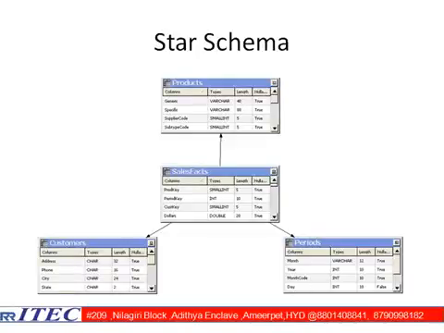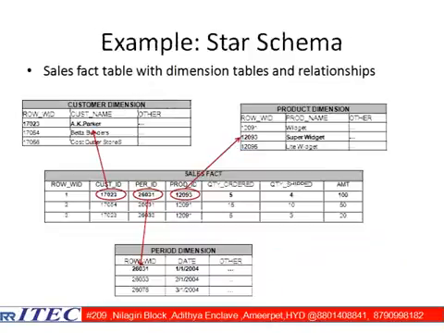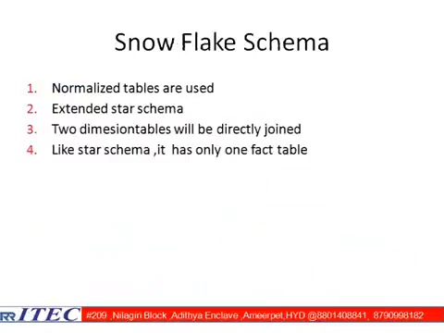Okay, let us move on to the next one, that is called the snowflake schema. So let us recall once what we learned in the star schema. In star schema we learned these are the properties. First property is, in a star schema only one fact table is available, a centralized fact table, surrounded by what, sir? N number of dimension tables are available.